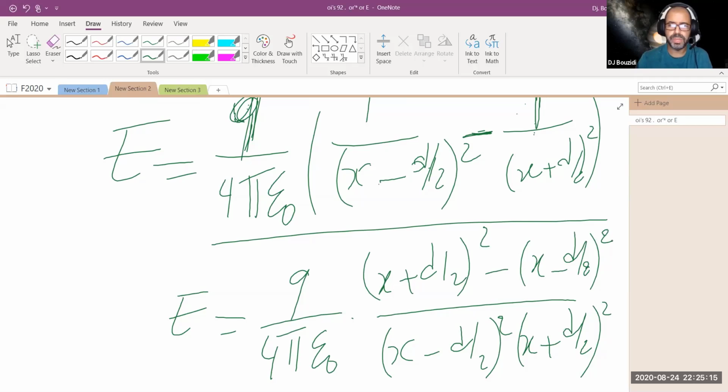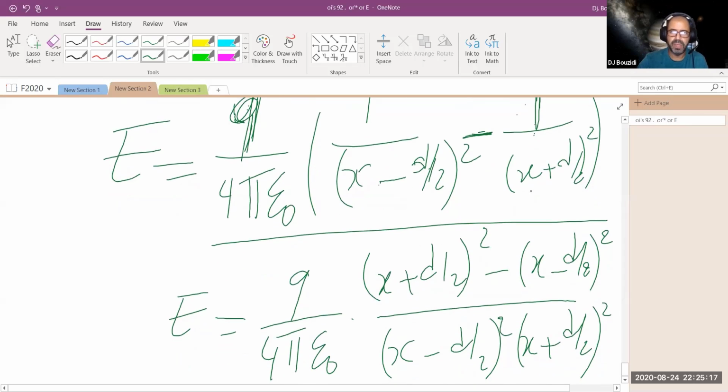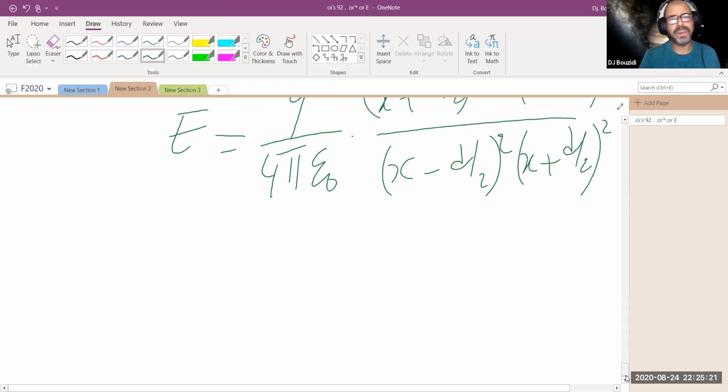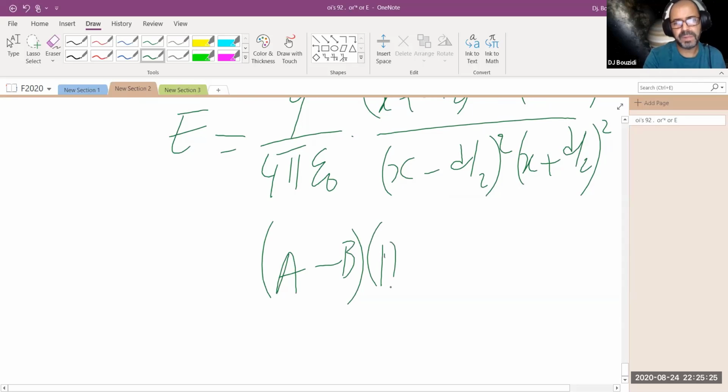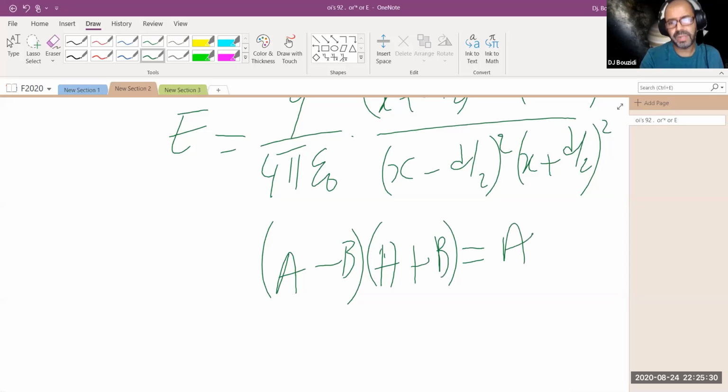Remember, this one, they shift around a little, okay? That's it. Now, I have something that we learned way back that says (a minus b) times (a plus b) is equal to a squared minus b squared. Do you guys remember this identity from your high school?